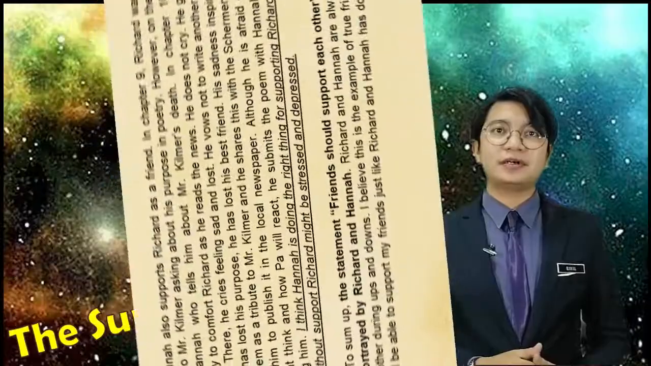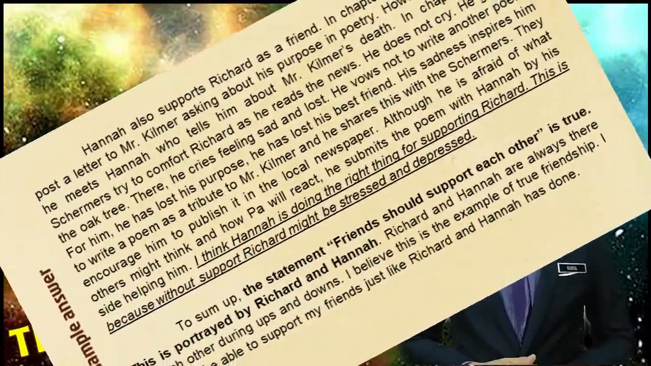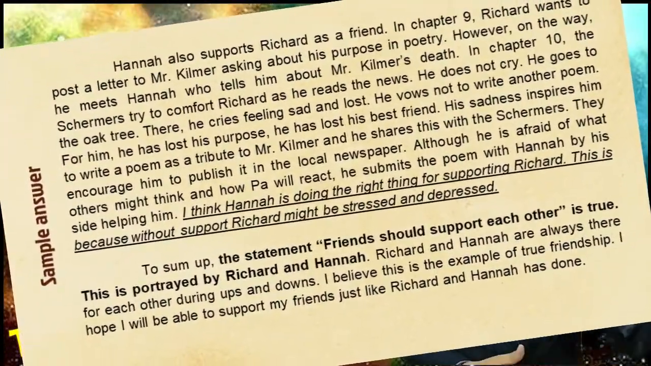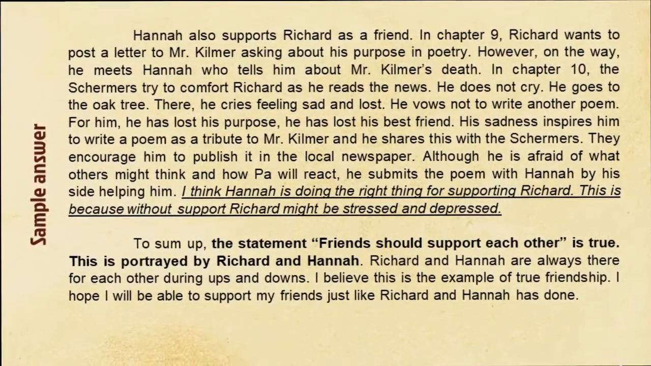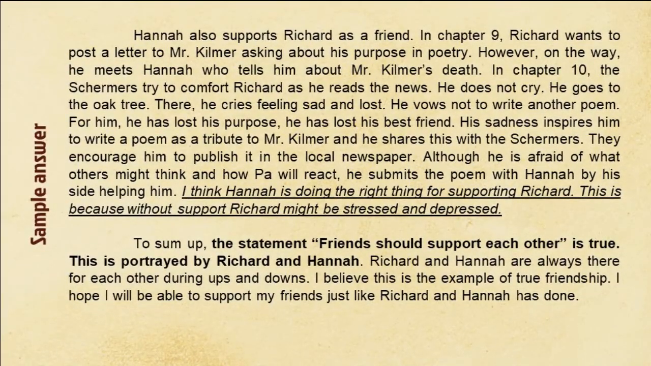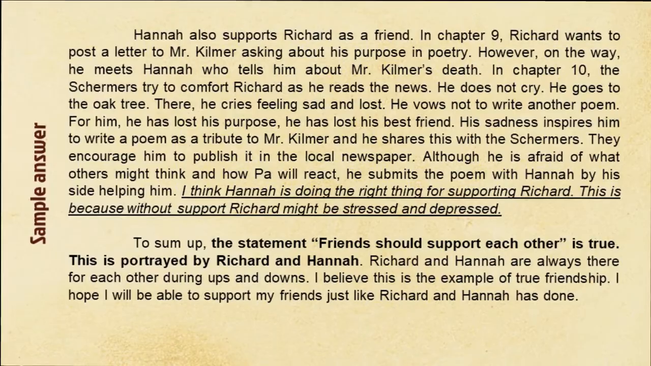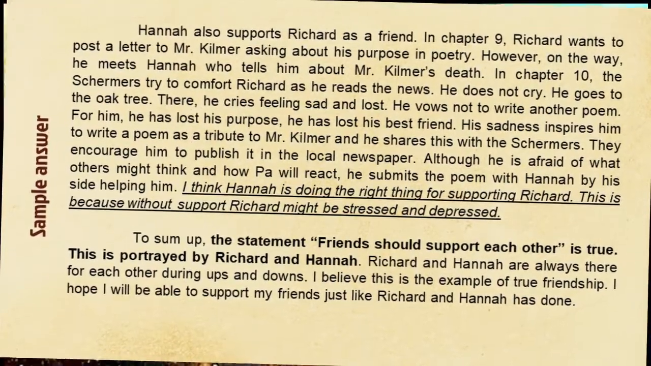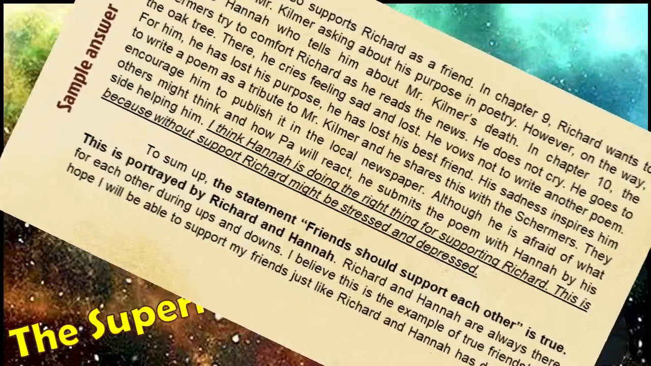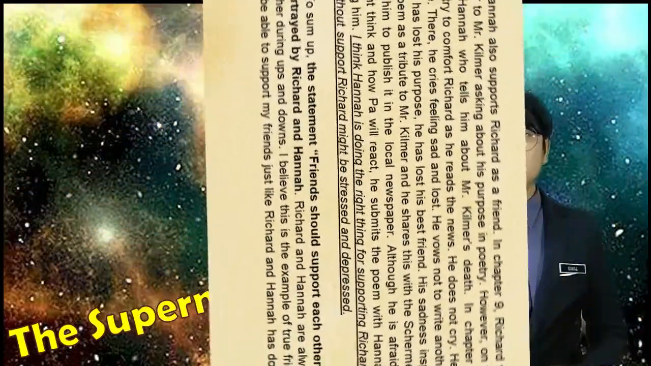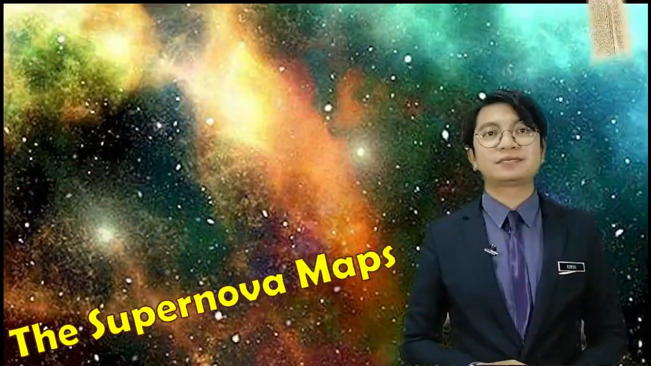The third paragraph is our second point. Here, we talk about how Hannah supports Richard. Again, the sentences underlined in the sample are the personal response. Finally, the last paragraph is the conclusion, where we should recap or repeat our answer in short, while giving our opinion and hope. For example, please read the conclusion.